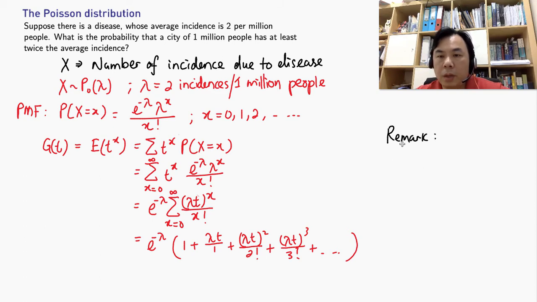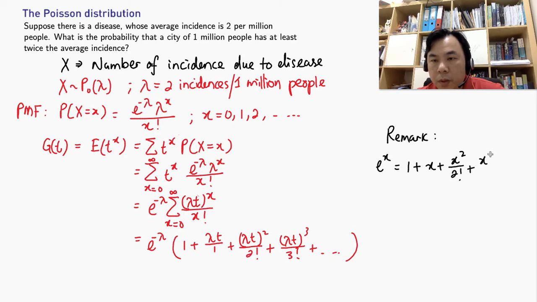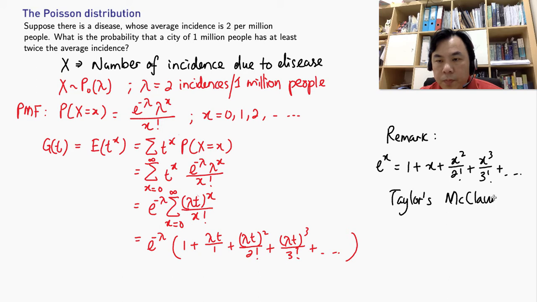Okay, as a remark, any exponential or transcendental function's exponential form can be written as 1 plus x plus x squared over 2 factorial, x cubed over 3 factorial, and so on and so forth. Now this can be derived from the Taylor-Maclaurin series. So if you use the Taylor-Maclaurin series, you should be able to show that the exponential can be given by this summation series.